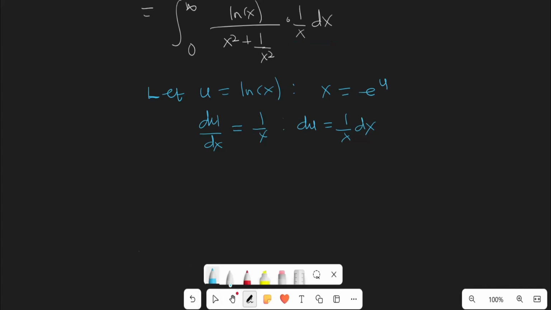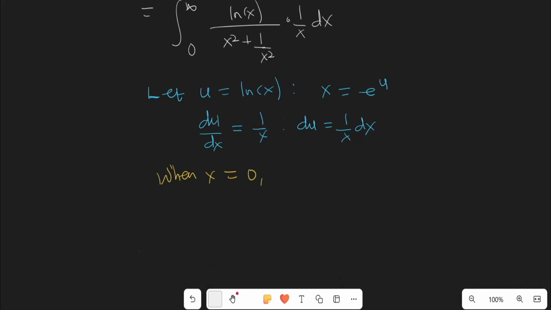What about the change in limits? When x is equal to 0, what happens to u? u is going to be the natural logarithm of 0, which is negative infinity. What about when x is equal to positive infinity? u is going to be the natural logarithm of positive infinity, which is positive infinity. So u runs from negative infinity to positive infinity. So let's take our integral from the x world into the u world.